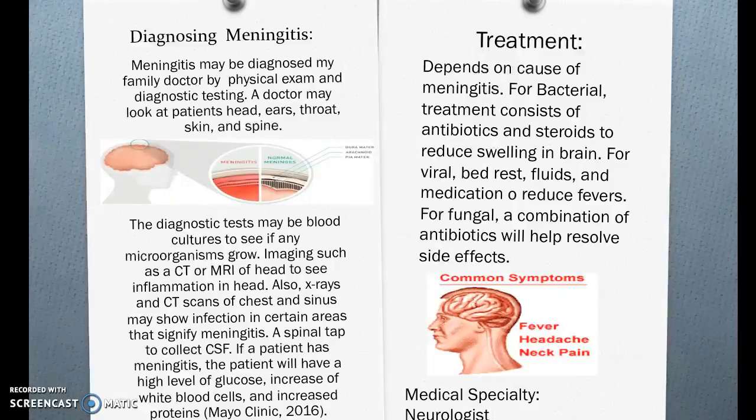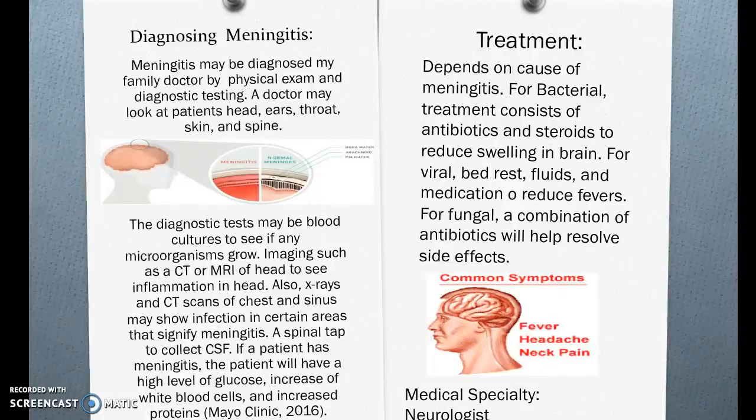Diagnosing meningitis: it may be diagnosed by a family doctor by a physical exam and diagnostic testing. A doctor may look at a patient's head, ears, throat, spine, and skin. The diagnostic tests may be blood cultures to see if any microorganisms grow, imaging such as a CT or MRI of the head to see inflammation. Also, x-rays and CT scans of the chest and sinus may show infection in certain areas that signify meningitis. A spinal tap is done to collect cerebrospinal fluid.